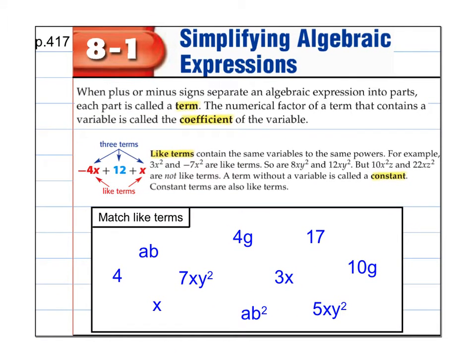Simplifying expressions. So a little bit of vocab here. When a plus or minus sign separates an algebraic expression into parts, each part is called a term. The numerical factor of a term that contains a variable is called a coefficient. So notice here, negative 4x, 12, and x, they're all separated by plus signs. So these are 3 different terms. Because negative 4x and x both contain the same variable, they are like terms.